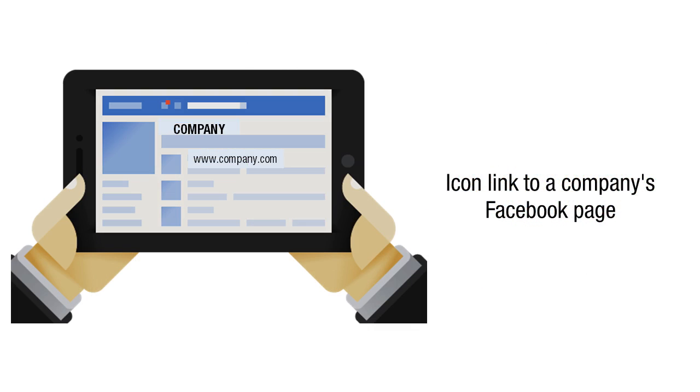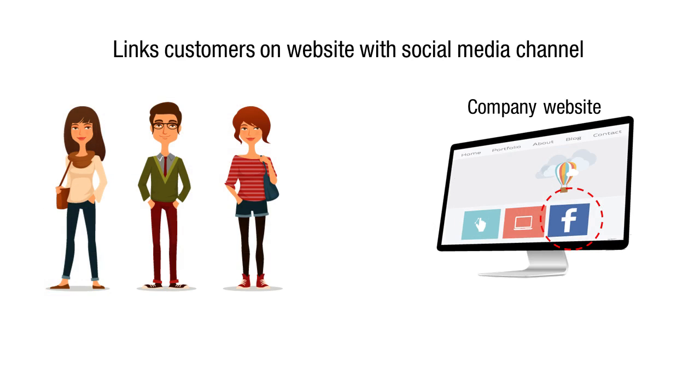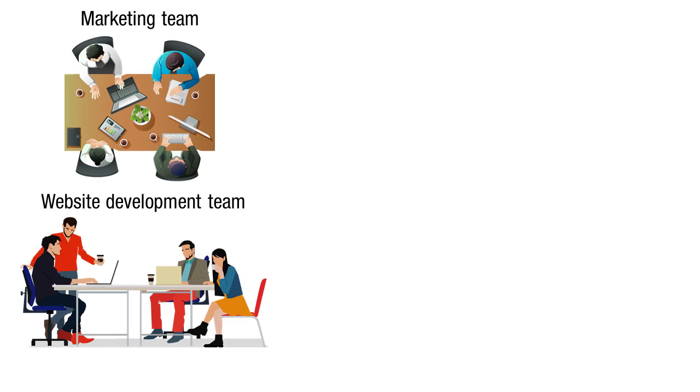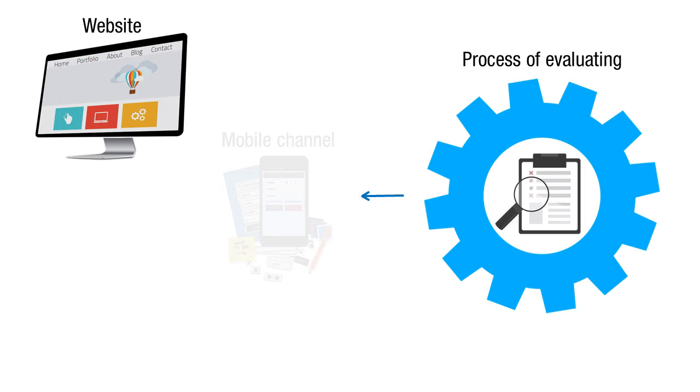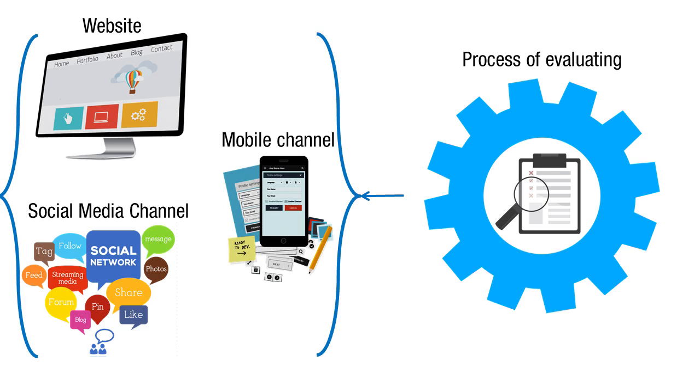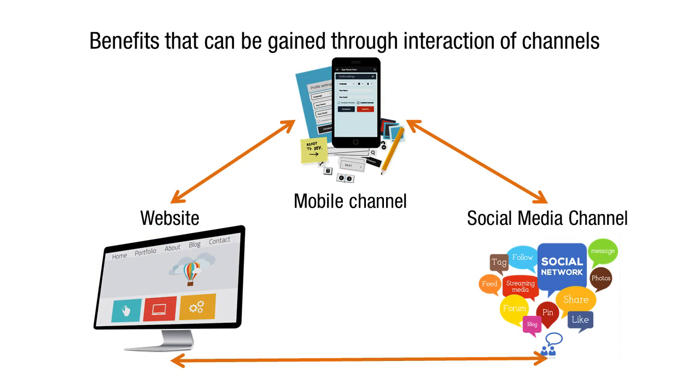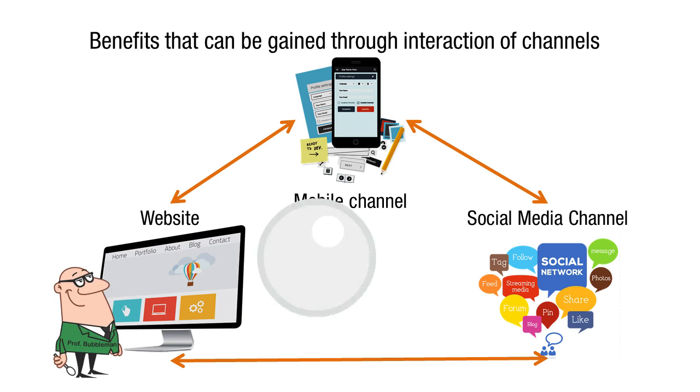An icon link to the company's Facebook page, for example, links customers on the website with the social media channel. It's important for the marketing and website development teams to ensure that in the process of evaluating the website, mobile channel, and social media channels, they are also recognizing the benefits that can be gained through the interaction of these channels. With that, we'll end the module on the tools associated with the Evaluate Digital Marketing Channels process.